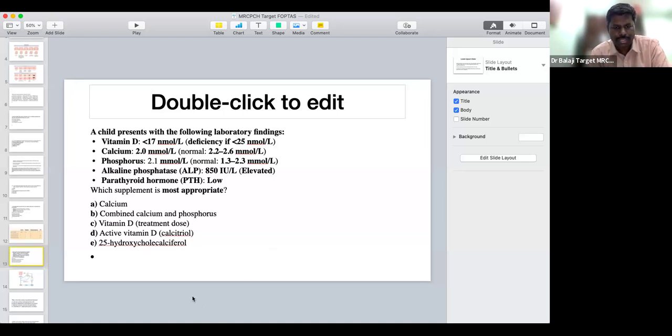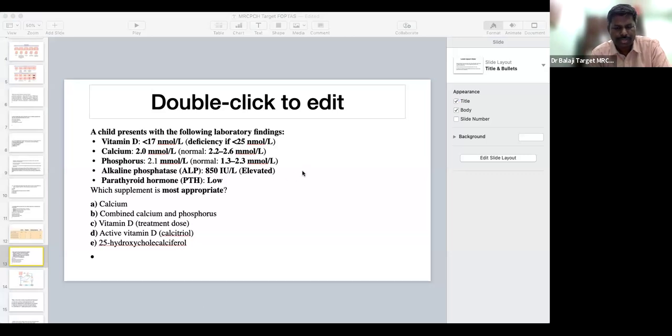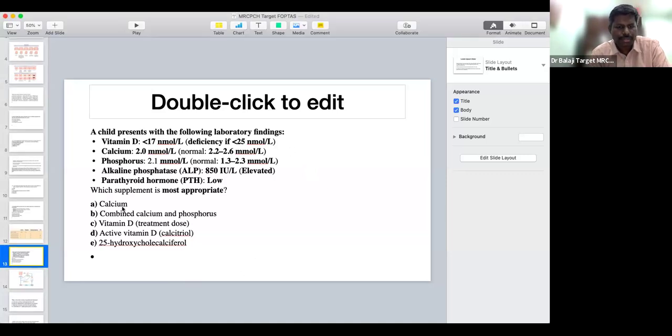Who wants to take? I think the answer is obvious, right? Anybody has any doubts? It has to be calcitriol. Okay. Dr. Sadia said that rightly. So the calcitriol has to be given because parathormone is low, so you are not going to get the active vitamin D.